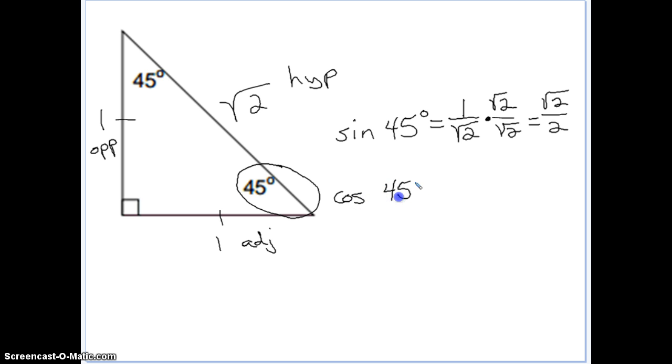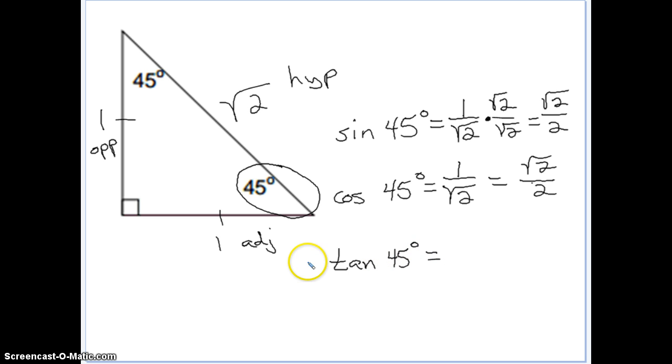Notice cosine of 45 degrees is going to be the same value because the adjacent leg is also 1 and the hypotenuse is the square root of 2. So when you simplify it, you get the same fraction, same ratio. The tangent of 45 degrees, that's the TOA part of SOHCAHTOA, is opposite over adjacent. So it's 1 over 1. So the tangent of 45 degrees is 1.